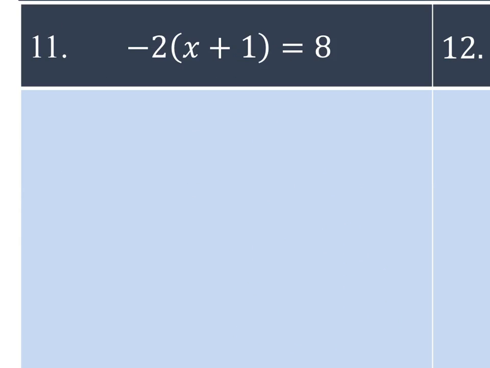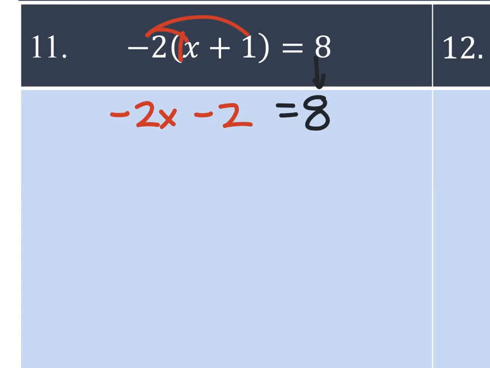All right, now number 11, this one has distribution. So yeah, let's go ahead and distribute, okay? No problem. Distribute, this is negative 2 times x, which would be negative 2 groups of x. And negative 2 groups of 1 would be negative 2 right there. Still equals 8, which we dropped right here. Well, this looks a lot more familiar now that we've done the distribution. And so it's a two-step equation.